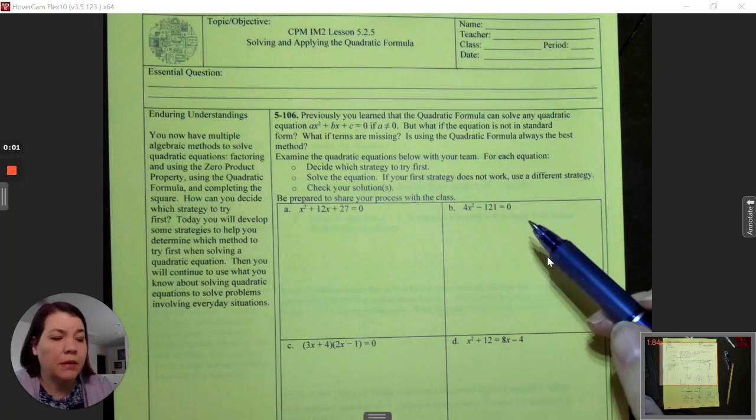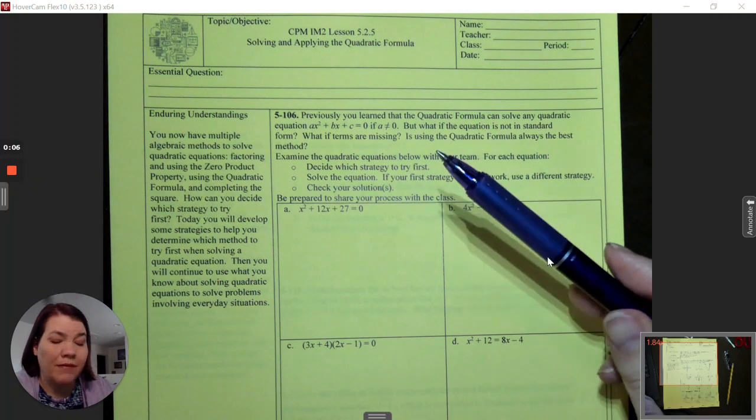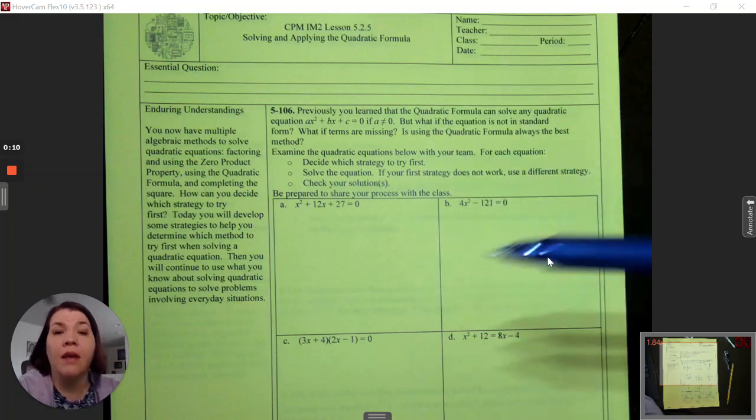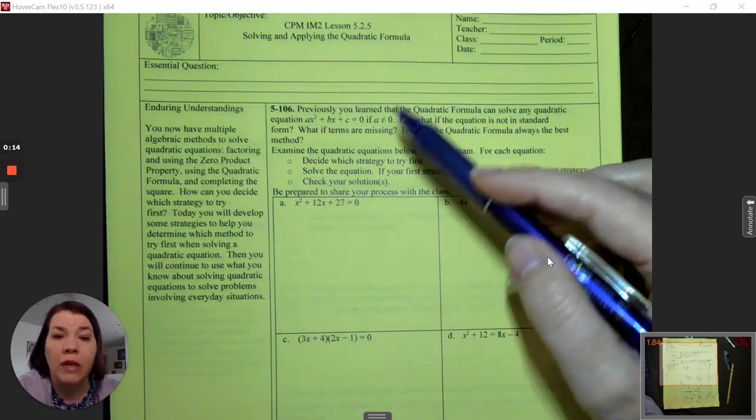So, as I mentioned in class on Tuesday, I decided to flip this lesson around. We're doing 5-5 outside of class. So this is solving and applying the quadratic formula, and we need to figure out how to do this.